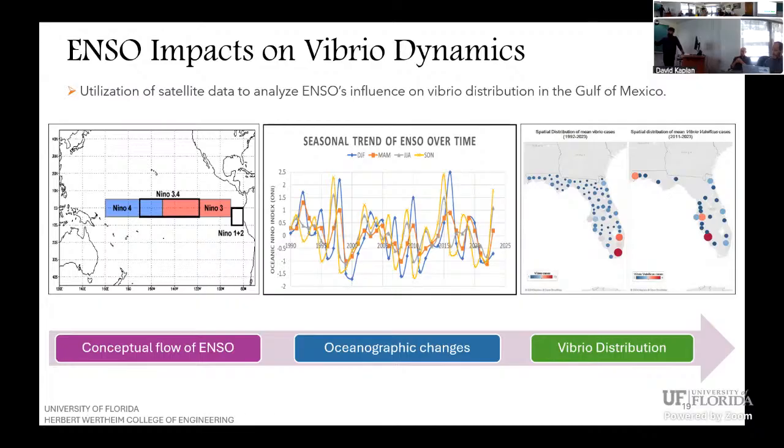The left one shows all the Vibrio cases except vulnificus. The right one shows just the Vibrio vulnificus. And based on these 2 figures, we can say that Miami, Fort Lauderdale, and Tampa are the hotspots for the Vibrio infections.